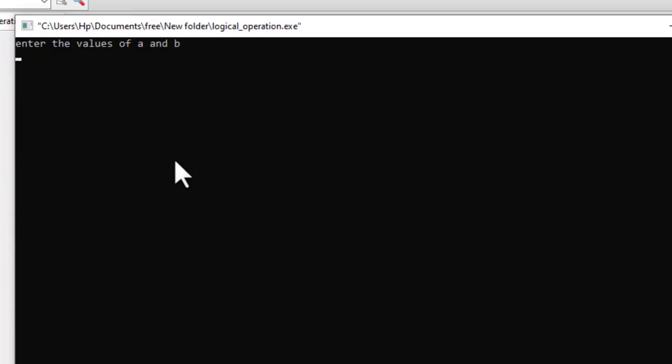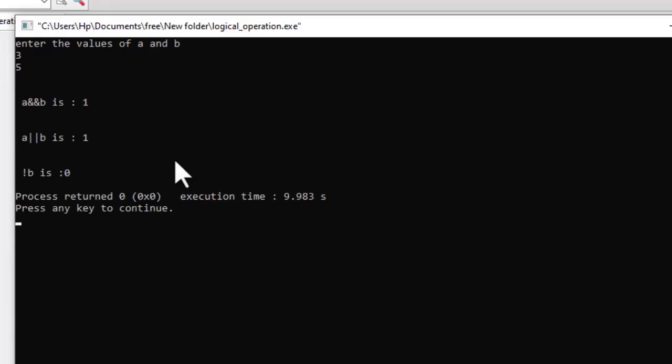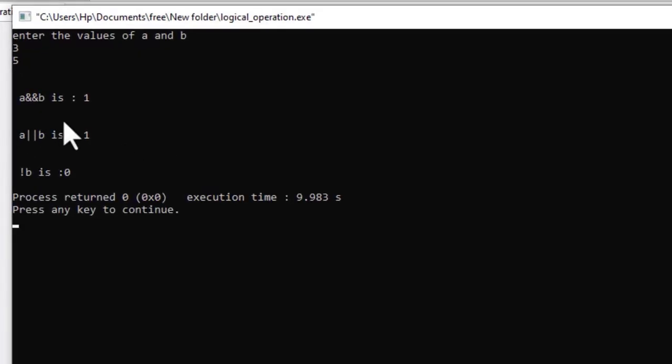So for the first one, a, enter 3. The second one is 5. Since a and b are non-zero values, the logical AND operation returns 1. Since both a and b are non-zero values, the logical OR returns 1. Since b is a non-zero value, the logical NOT returns 0.